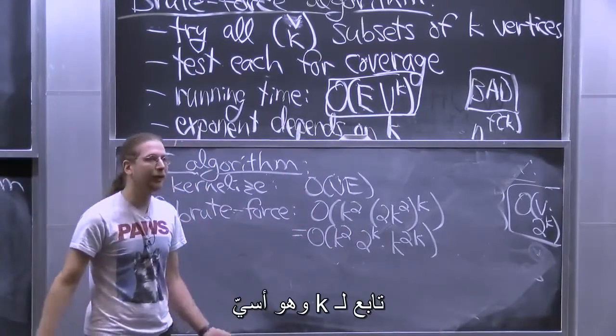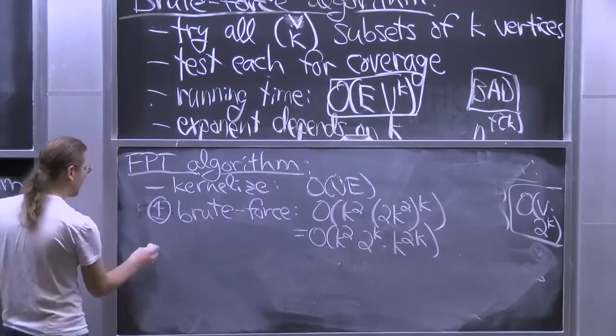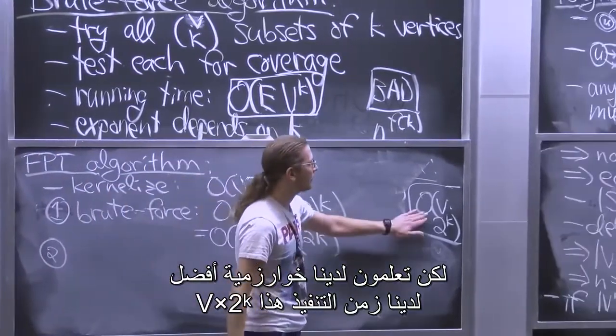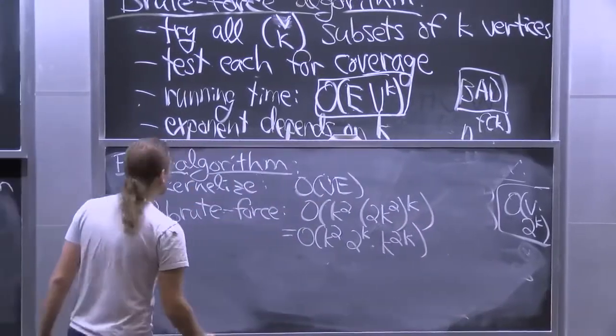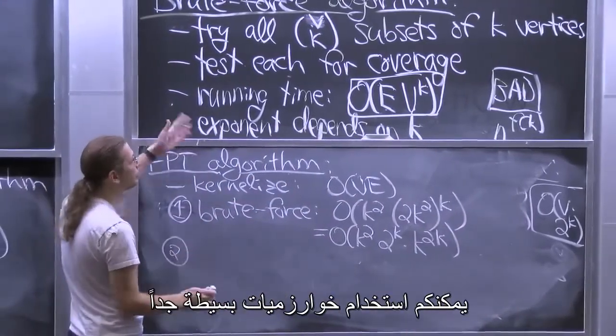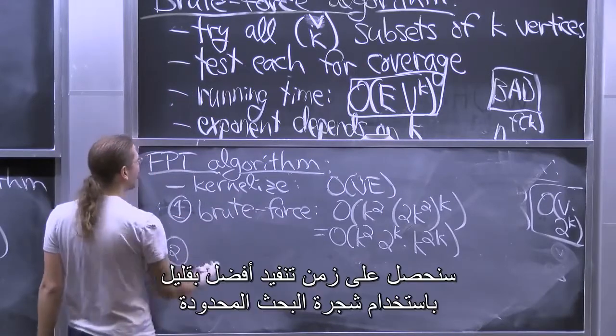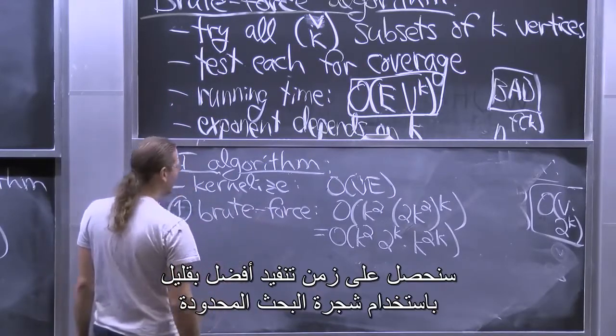It's a function of k. It's exponential. But you know, we have a better algorithm. We have this V times 2 to the k running time, so we might as well use that one. But the point is, once you kernelize, you can use pretty stupid algorithms, and you still get really good running times. Okay, we'll get a slightly better running time using the bounded tree search.